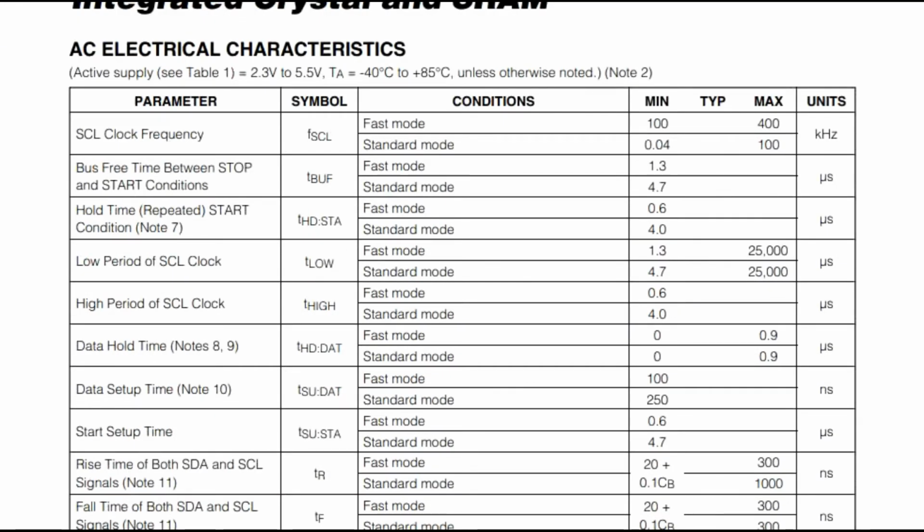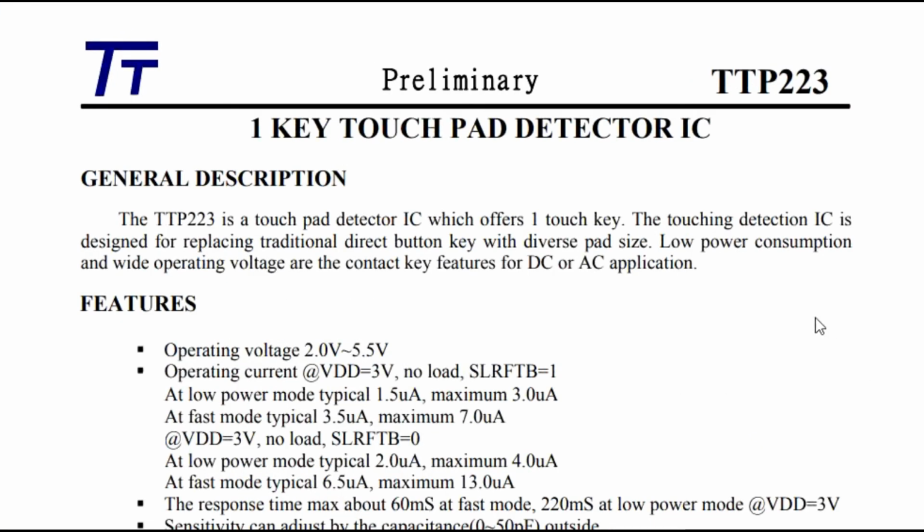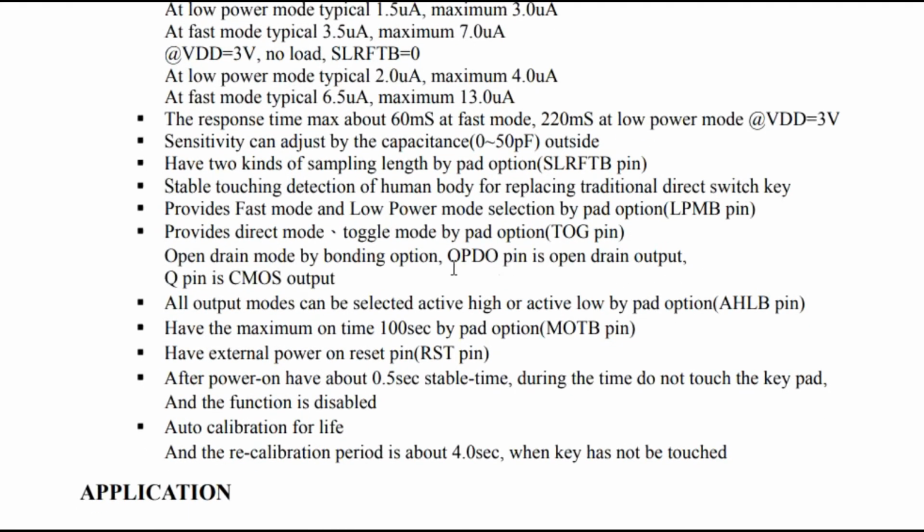Now the fourth sensor, whose simulation I will explain later in this video, is a touch sensor. When we touch it, the whole system will start working. Its operating voltage is 2 volt to 5.5 volt, just like all the previous sensors. Its response time is max 60 milliseconds in fast mode and 220 milliseconds in low power mode. Its sensitivity can be adjusted by the capacitance from outside.